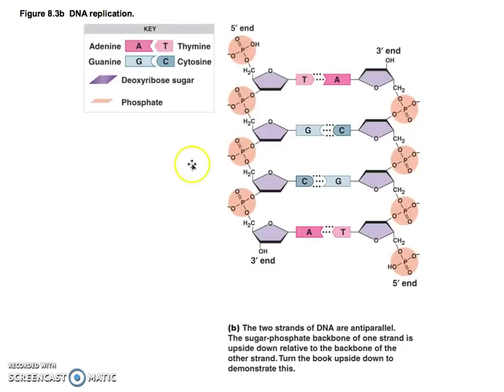So here we have our 5' end, okay? So that's this carbon right here. And here we have our 3' end, and this is this carbon right here. Now, replication always occurs from 5' to 3'. We're going to talk a little bit about that and what that actually means in just a second. So here we have our 2 hydrogen bonds between our T and our A, and our 3 hydrogen bonds between our G and our C.